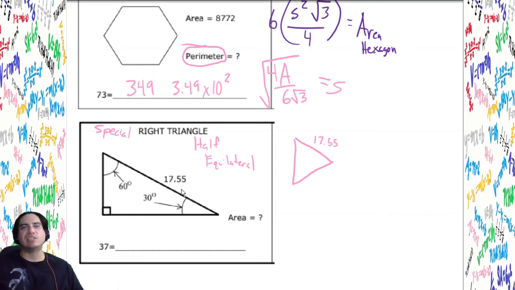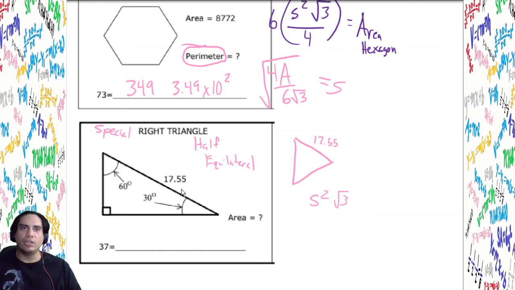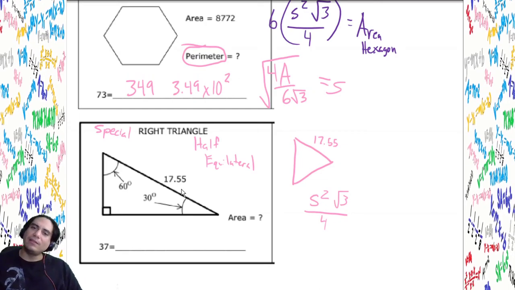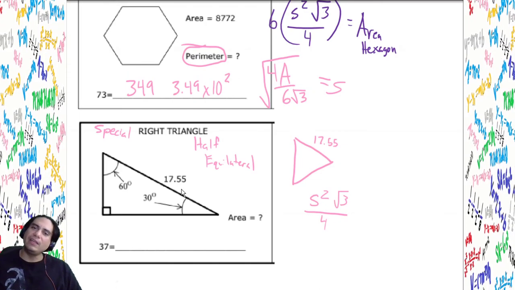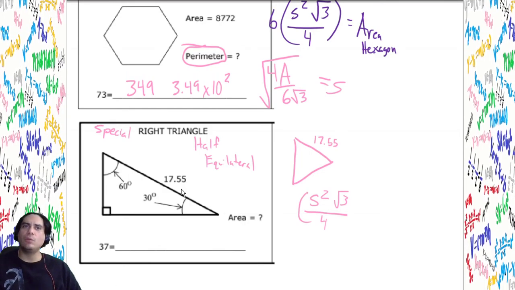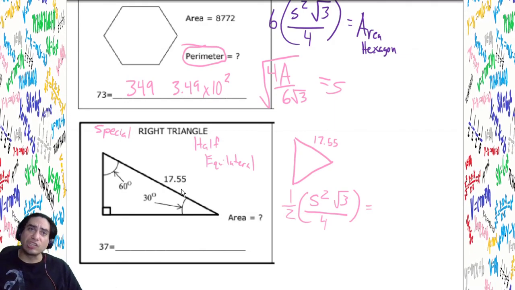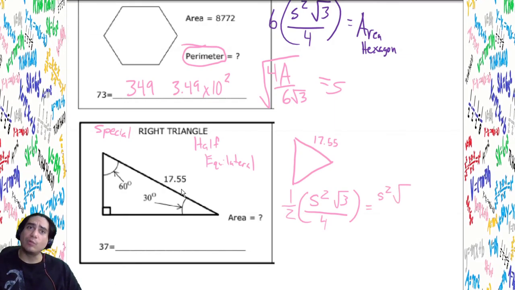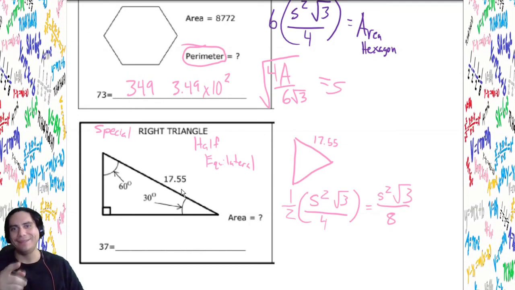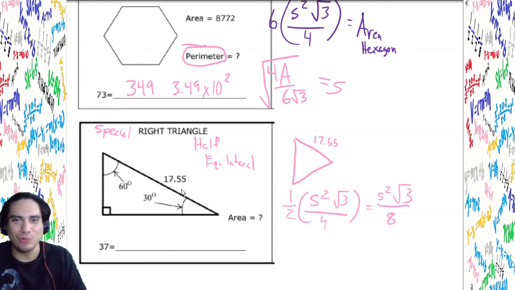So let's go ahead and check this out. What are we going to do? We're going to get side squared times the square root of 3 divided by what? 4. But really, we're not dividing it just by 4. We're dividing it by 2 times 4, because essentially what we're doing is we're going to get this answer and cut it in half. And of course, the real formula is going to be side squared times the square root of 3 divided by 8. And that gives us the formula for the special right triangle using the hypotenuse.